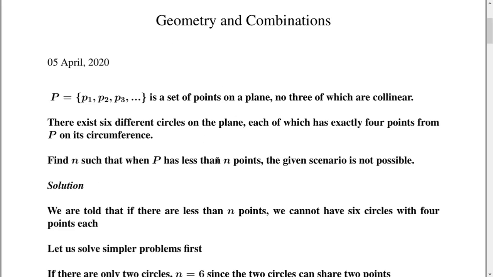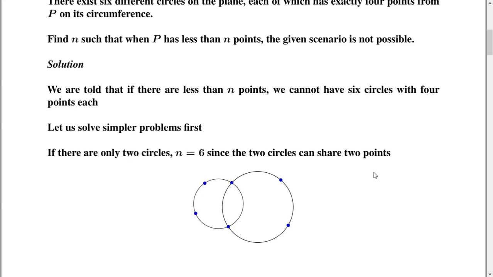So we are told that if there are less than n points in P, then we cannot have 6 circles, each of which has 4 points. It's quite a hard problem to understand, so let's do a simpler version of the problem first. What if there are only 2 circles?